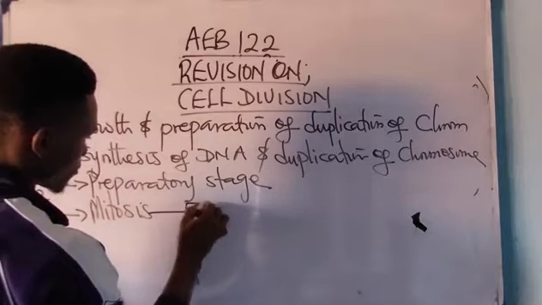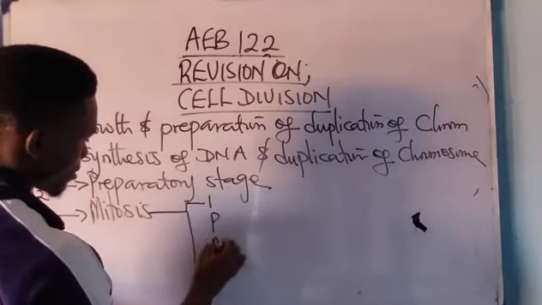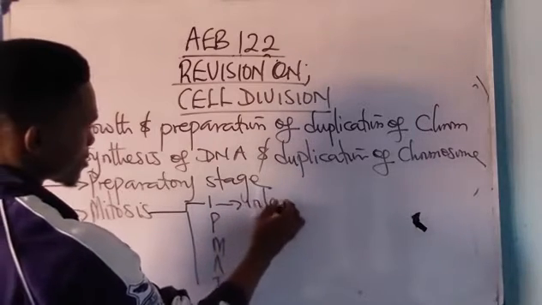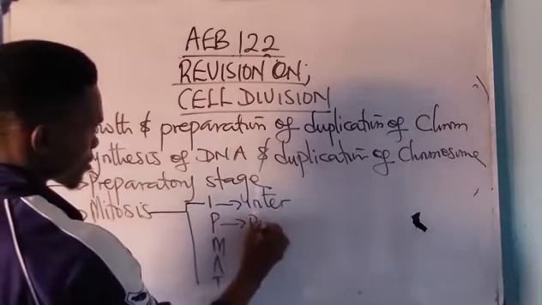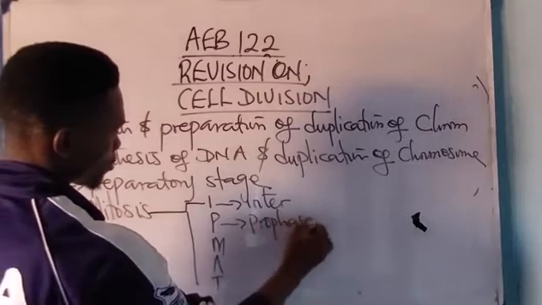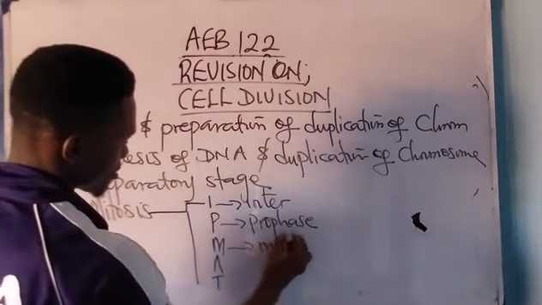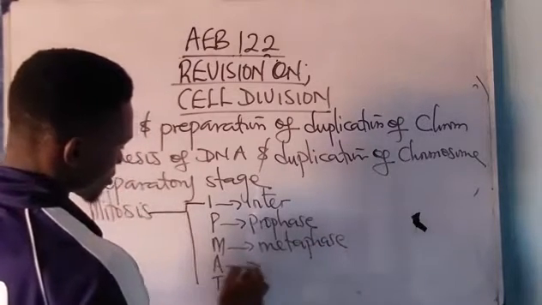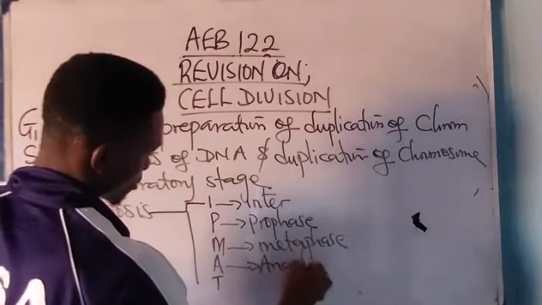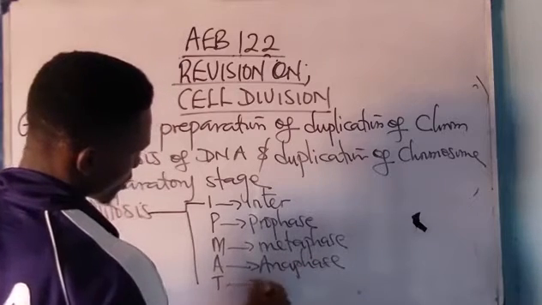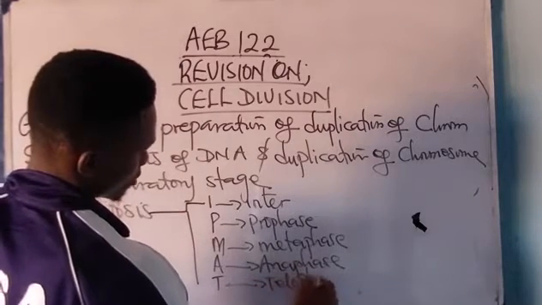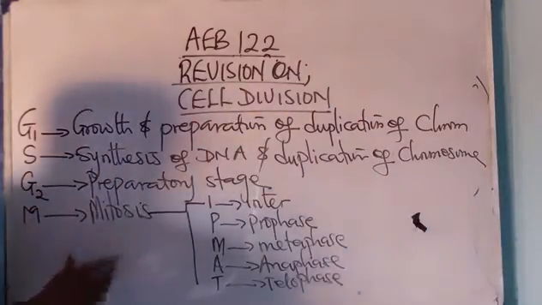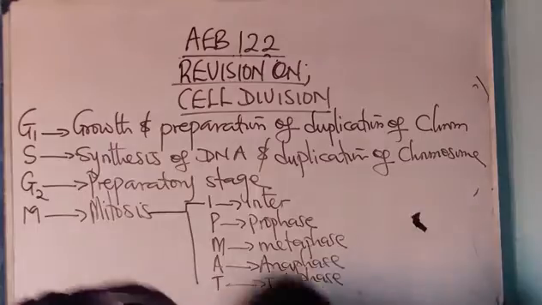Now, mitosis, we have IPMAT. This is interphase. This is prophase. This, metaphase. This, anaphase. And this, telophase. All right, so these are the stages under mitosis. Let's start with the first one.